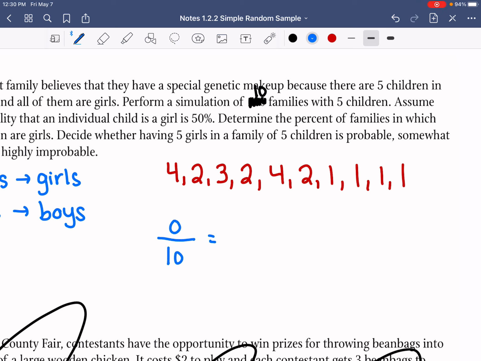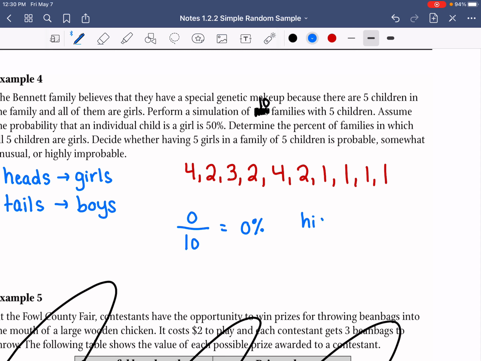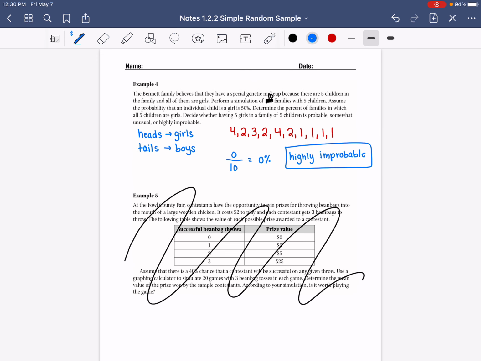So some class periods we might get some that actually are all 5 girls, but we had a 0% chance. Does that mean that it never happens? No, it definitely happens. There are families that have 5 girls, but it is highly improbable. So it does not mean that there's a 0% chance that it could happen. It can happen. It's just highly improbable.